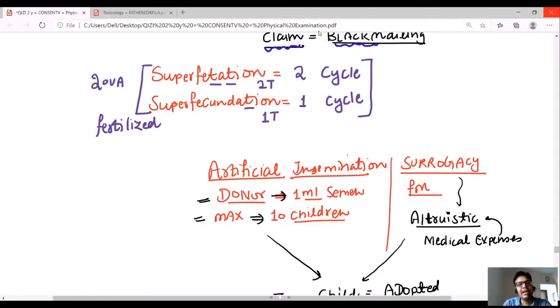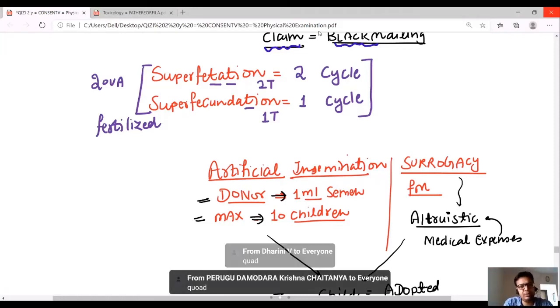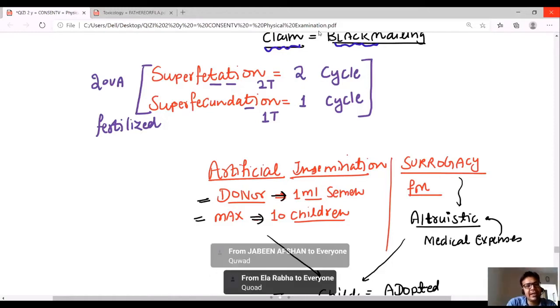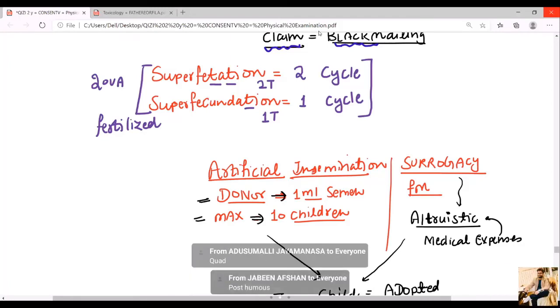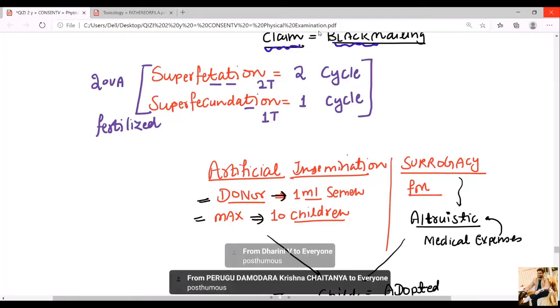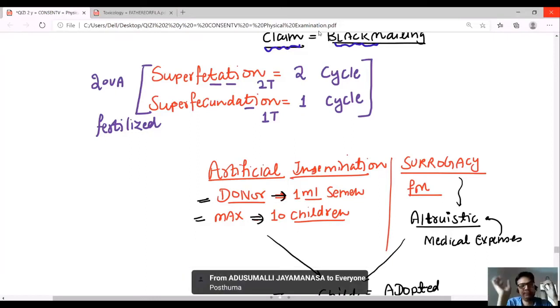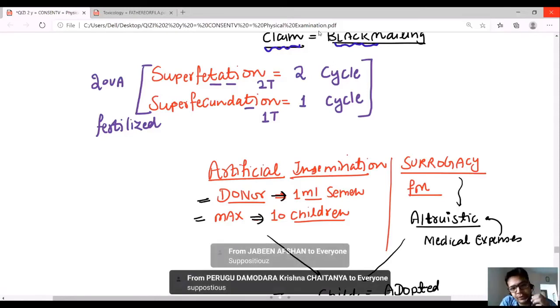Sir, first question. If a male is impotent for a particular woman, what is this male known as? Quad. If a child is born after the death of the father, it is known as a posthumous child. If you use your pregnancy for blackmailing purposes and the child is never born, it is known as a supposititious child or fictitious child.